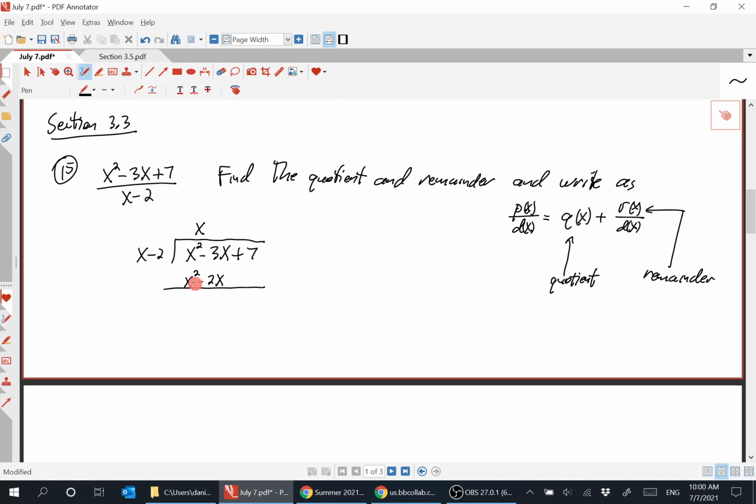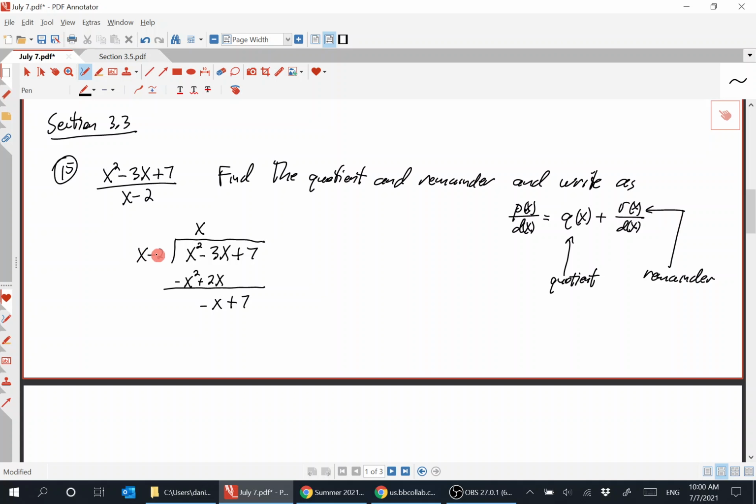So what you're going to do is negate this polynomial, multiply it by -1 and then add. Multiplying by -1 just involves flipping the signs. This times x is x squared minus 2x. These leading terms match up. Now I want to subtract, so I flip the signs and add. So this one is 0, minus 3x plus 2x, minus x plus 7.